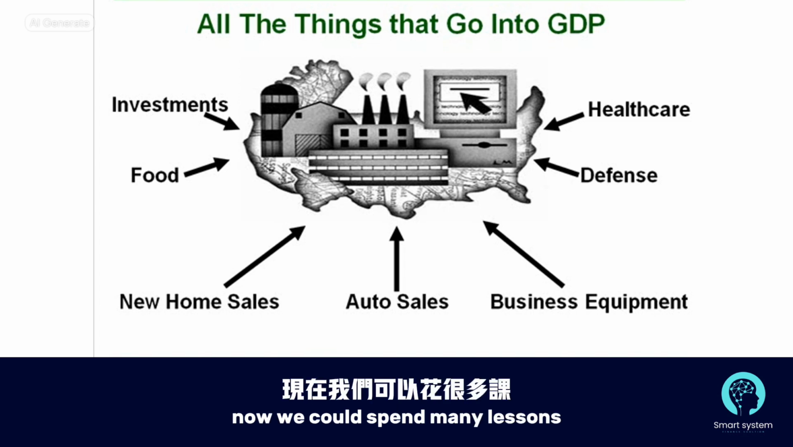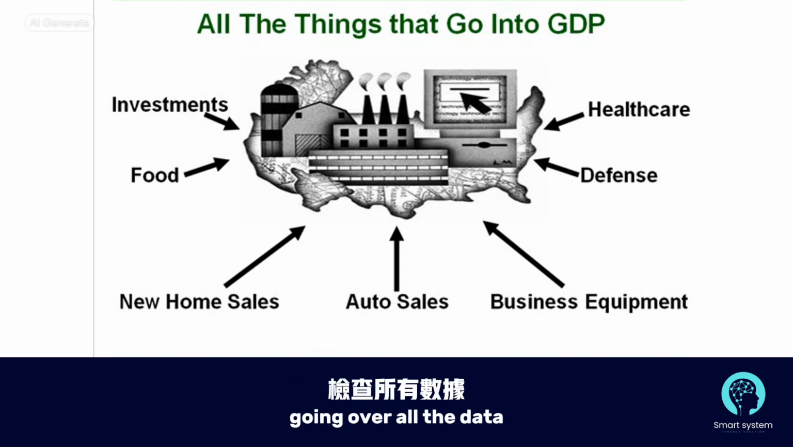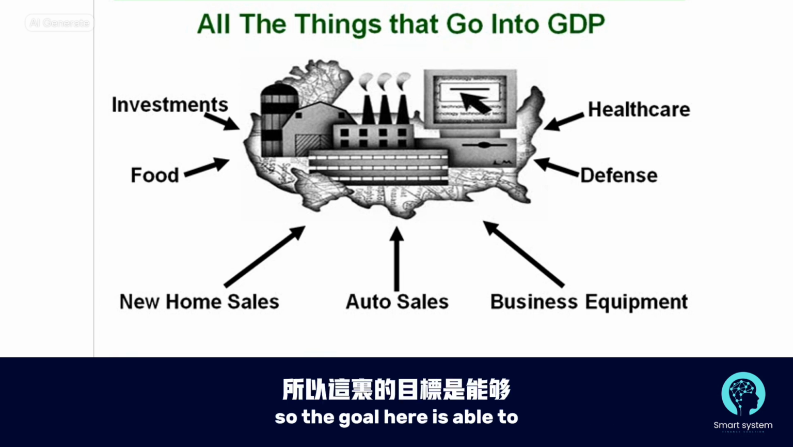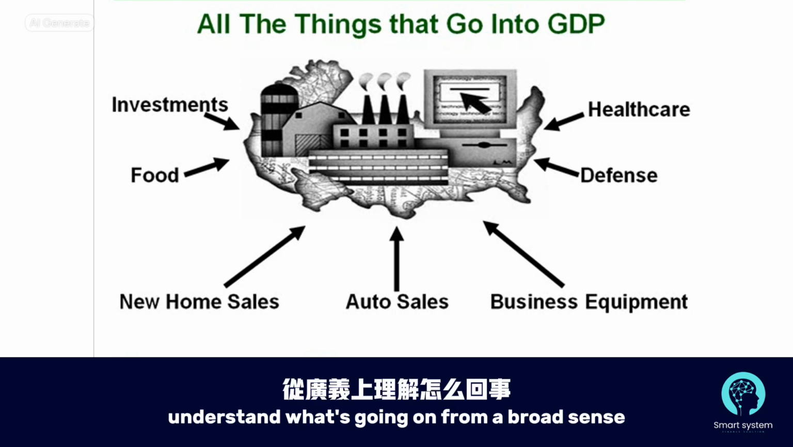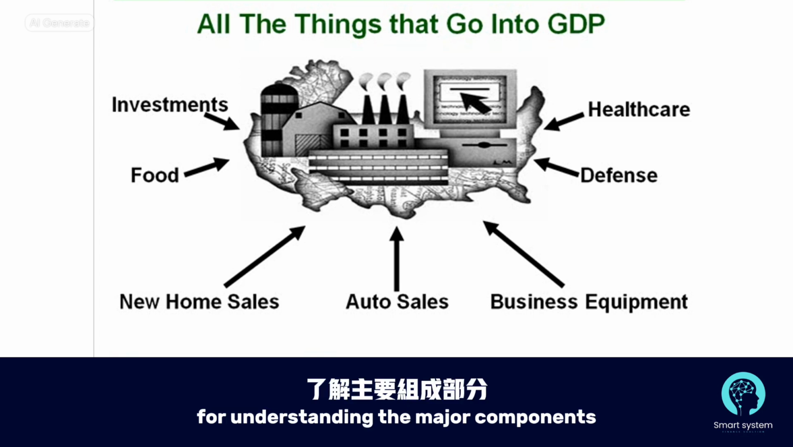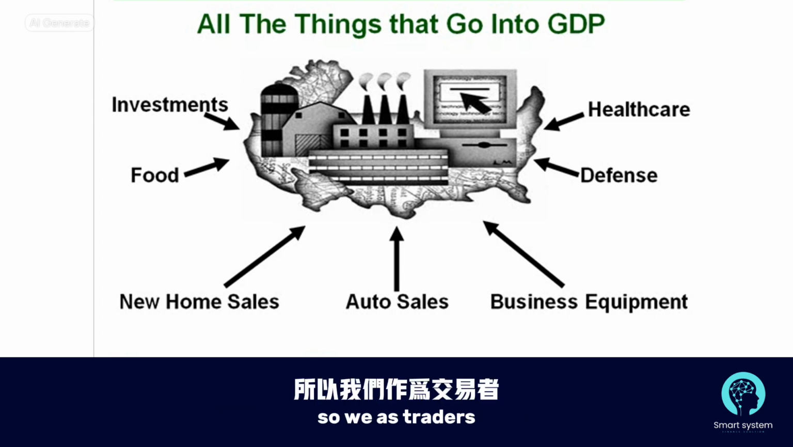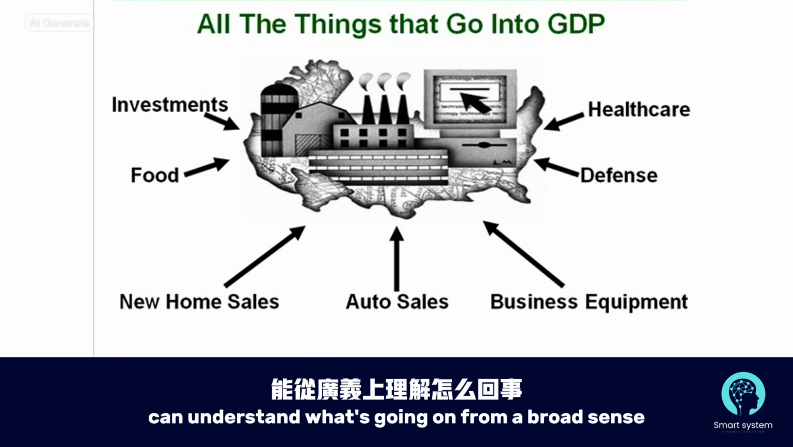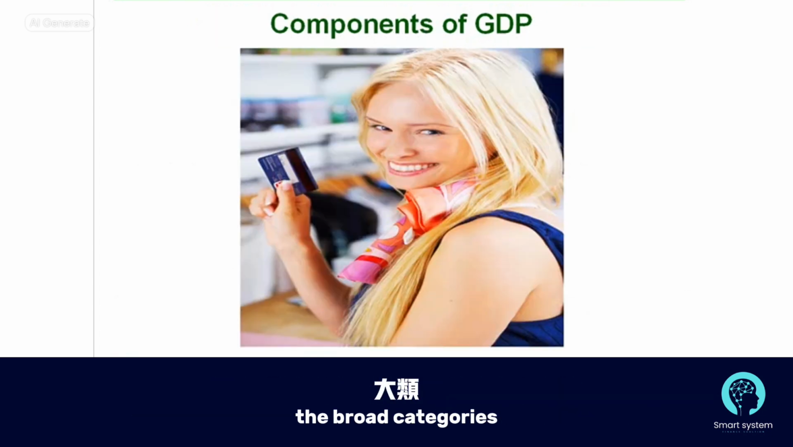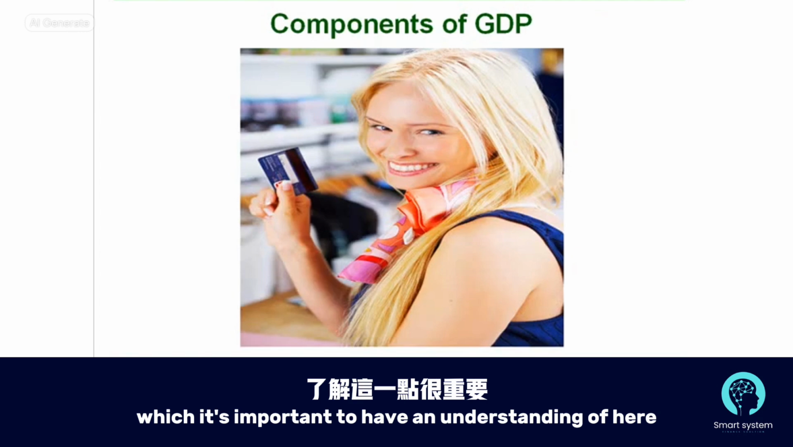Now we could spend many lessons going over all the data that's in this report. However, I don't think too many people are going to be digging through that report themselves. So the goal here is to understand what's going on from a broad sense. And the way to do that is to have a framework for understanding the major components, so we as traders can understand what's going on when the market reacts to certain pieces of the report.